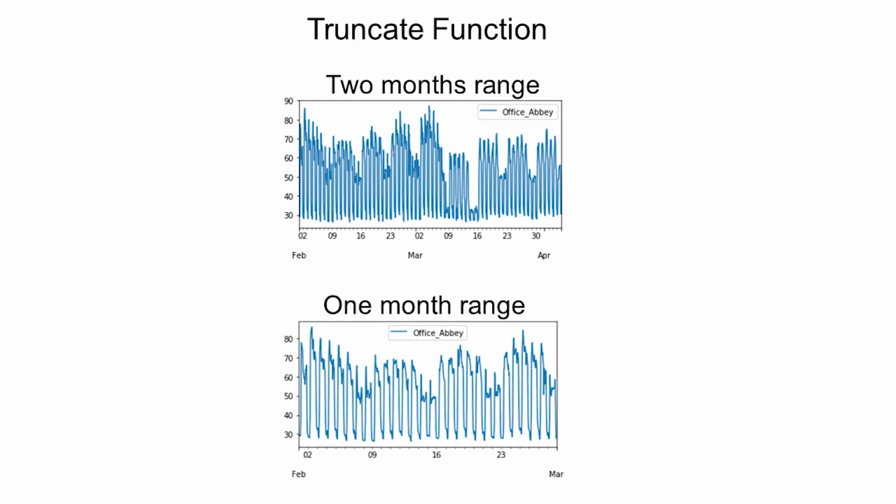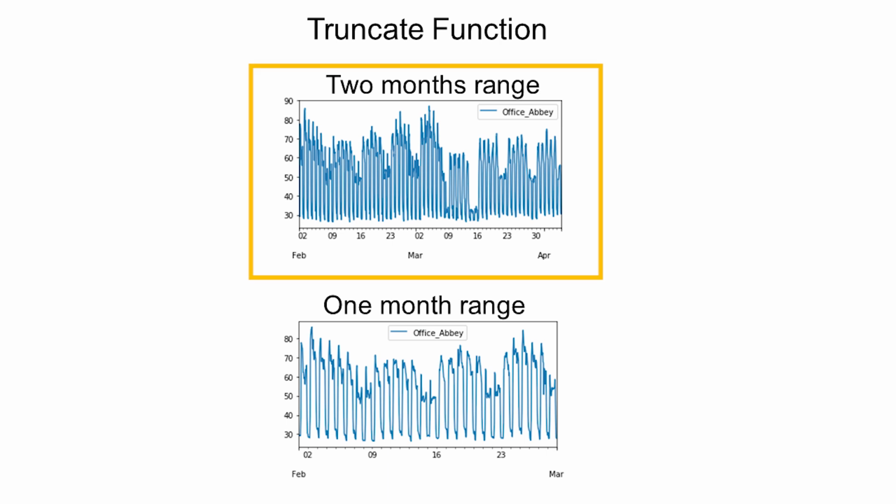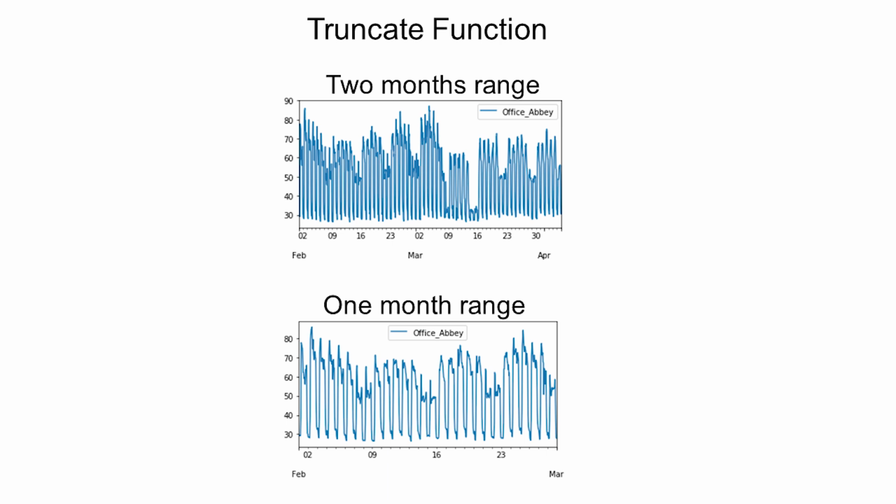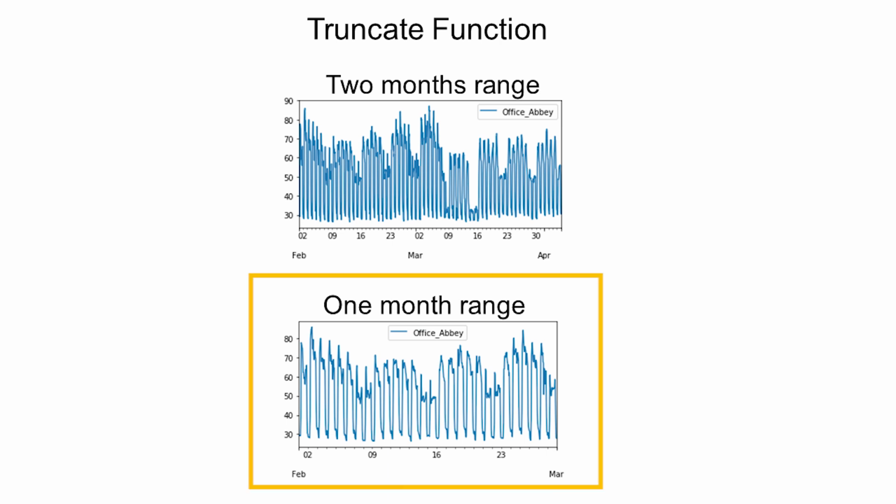Next, let's look at the truncate function. Using this method, we can slice data into smaller pieces based on a time range. Once again, we have the same 2 months of data from the last example. Using truncate, we can cut off half of the data set to zoom in on a single month.